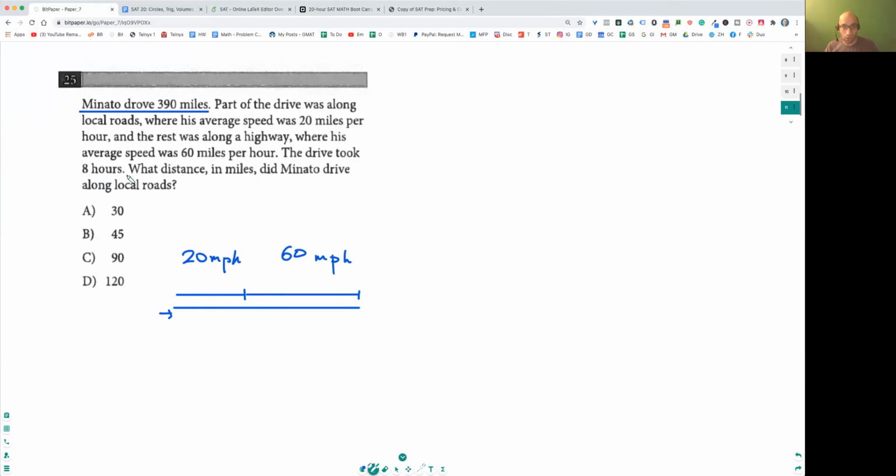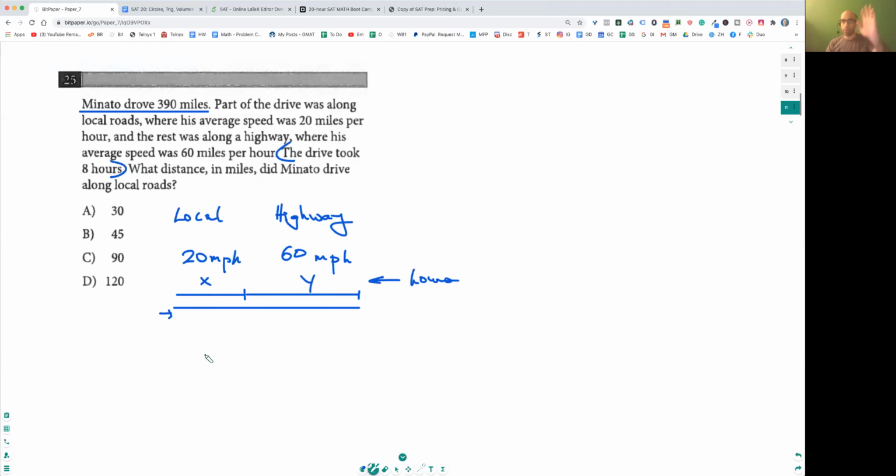So what we've got to do, guys, is say the total drive took 8 hours, and this is the best way to do it. Let's say you drove for x hours on the local roads, and then for y hours on the highway. These are hours. This is the most important part of the equation, folks, x and y. The drive took 8 hours.